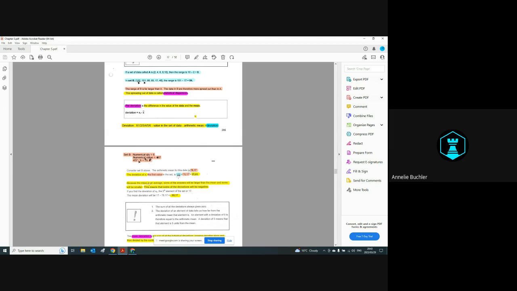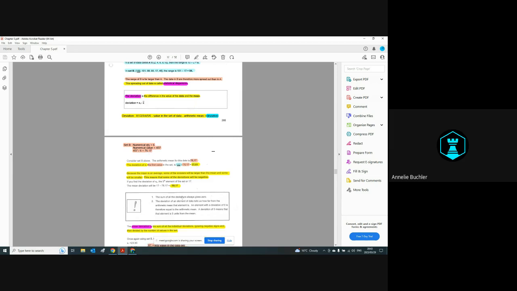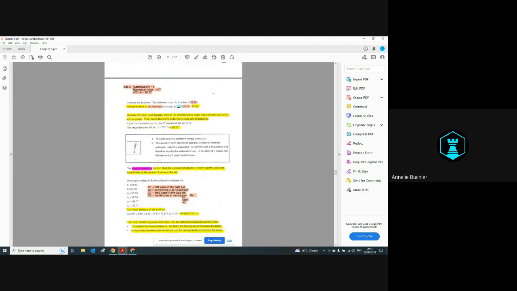Because the mean is an average, some of the answers will be larger than the mean and some will be smaller. Some deviations will be negative. That will be normal. The mean deviation is the sum of all the individual deviations, ignoring negative signs, divided by the number of values in the set. So here are the values that they provided you.